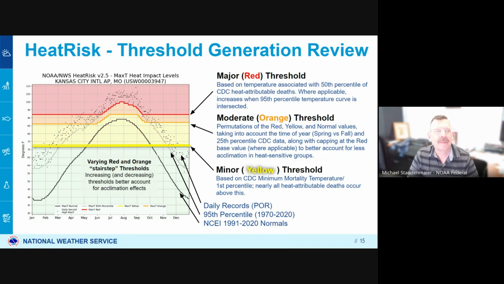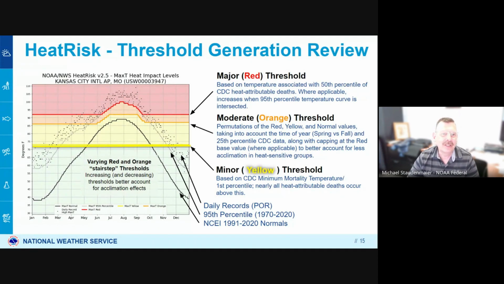Moving to the red curve, the flat part of the curve is derived from the 50th percentile of CDC heat attributable deaths. This represents a temperature where 50% of the mortality was modeled to occur at and above this value. An even more important thing to keep in mind is that 50% of the modeled mortality occurred at cooler temperatures than this.